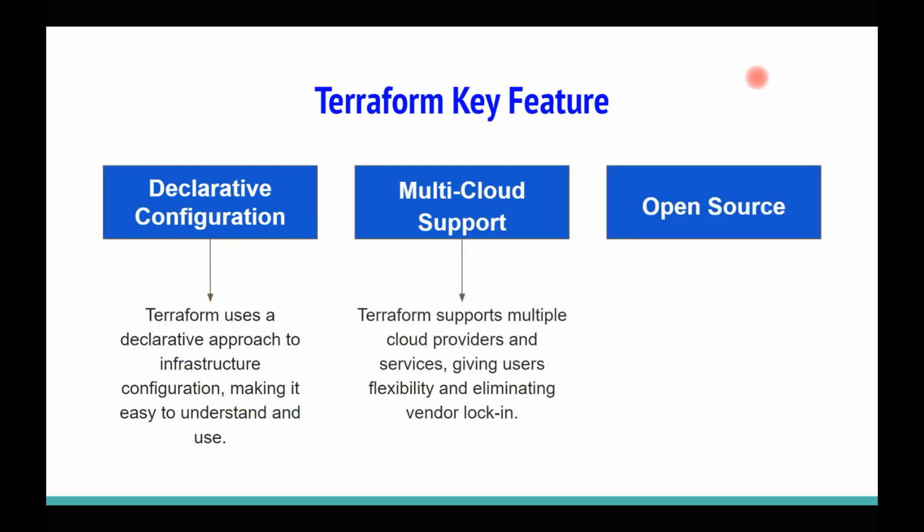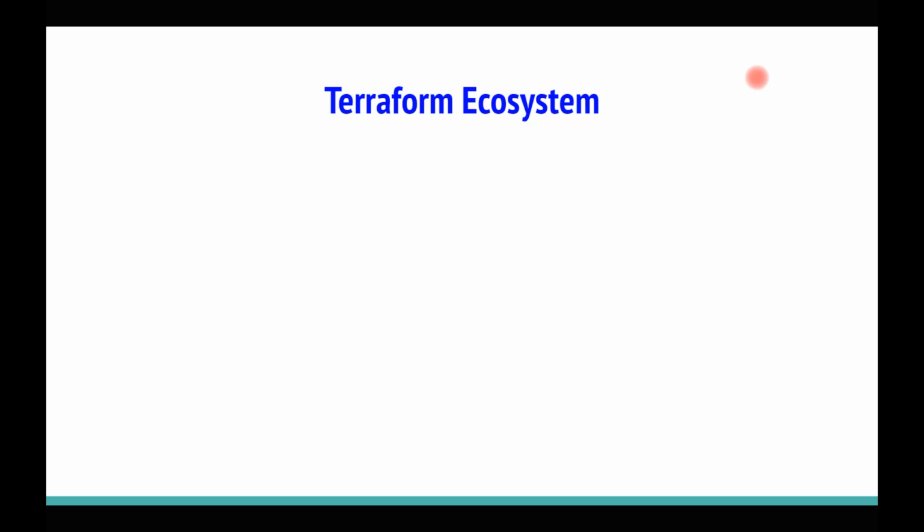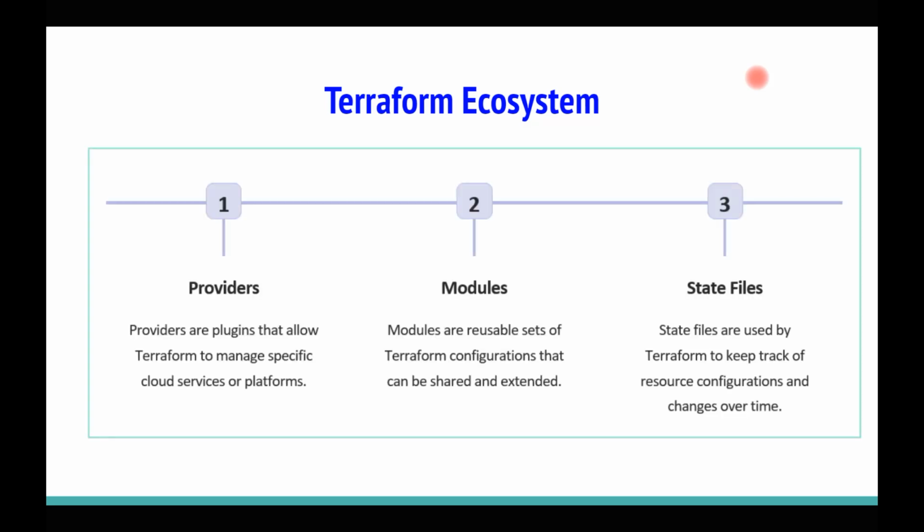Next feature, it is open source. As we discussed, Terraform is open source and has a large active community that contributes to its development and maintenance. And it is built by HashiCorp. So these are the key features of Terraform. Now let's understand the Terraform ecosystem. If we talk about the ecosystem, that means the components which work together to perform full Terraform tasks. So what are those components we have?